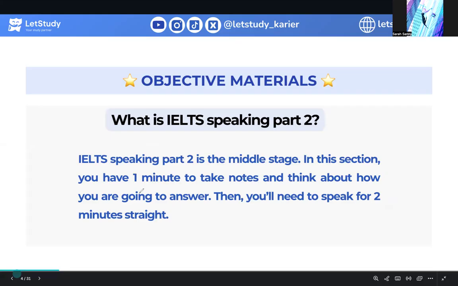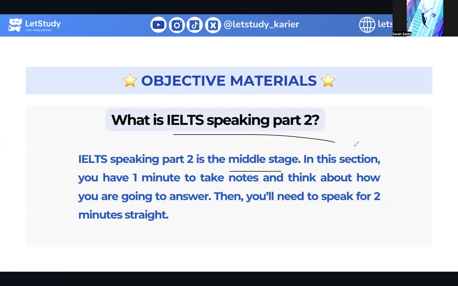Nah, pertama-tama, what is IELTS Speaking Part 2? Jadi, IELTS Speaking Part 2 is the middle stage. In this section, you have 1 minute to take notes and think about how you're going to answer. Then you'll need to speak for 2 minutes straight. Nah, the examiner pertama-tama akan mengasih kalian cue cards. Jadi, kalian akan mendapat satu kartu dengan bullet points juga yang bisa memberi kalian ide untuk bagaimana jawab pertanyaan tersebut. Tapi kalian juga bisa menambah dalam 2 menit yang kalian bicara.